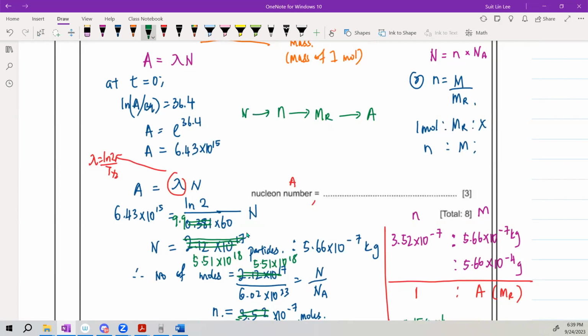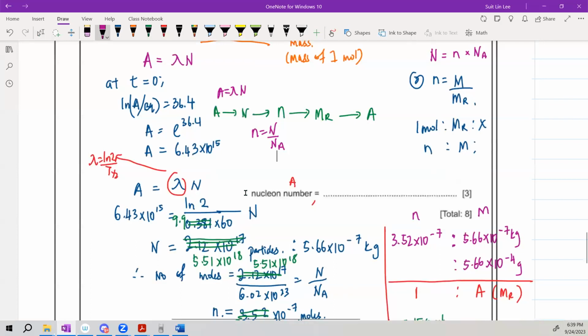Basically, this is our trajectory. From activity, find the number of particles. From the number of particles, find the number of moles. Then from the number of moles, find the molar mass.